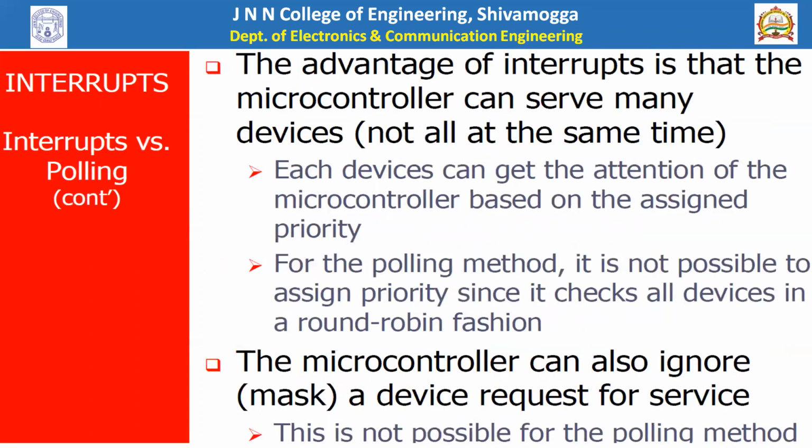The advantage of interrupts is that the microcontroller can serve many devices, not at the same time. Based on the priority assigned, the devices can get the attention of the microcontroller. In the polling method, it is not possible to assign priorities since it checks all the devices in a round robin fashion.